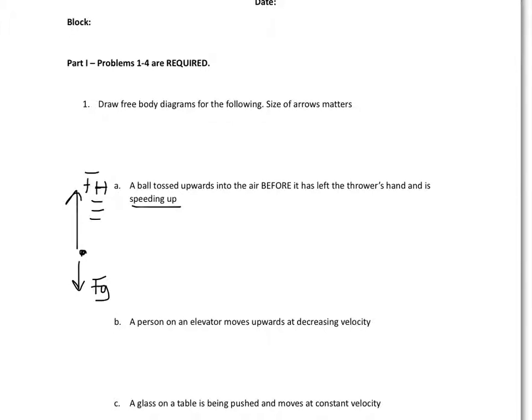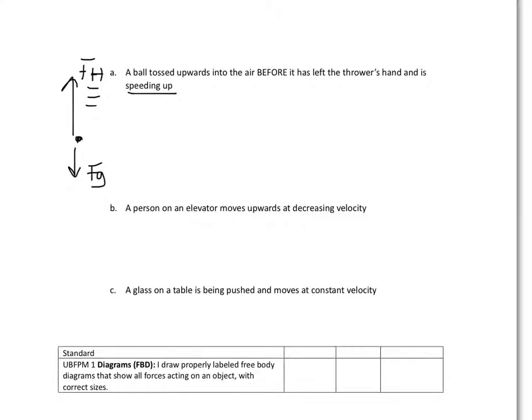Next, we're going to have a person on an elevator moving upwards at decreasing velocity. So that means it's slowing down, and that means the gravity force is going to overpower the normal force pushing upwards on the person. So Fg needs to be just a little bit bigger.